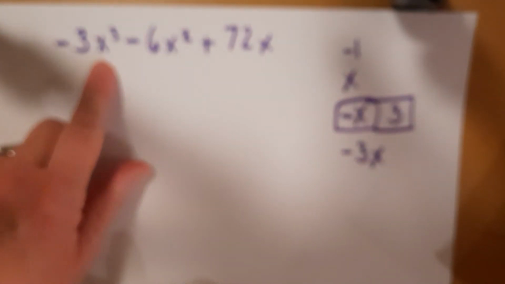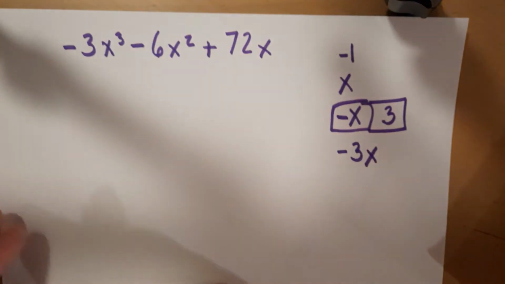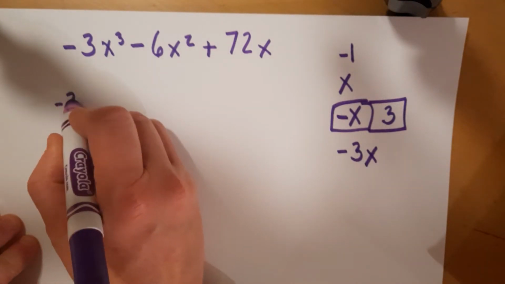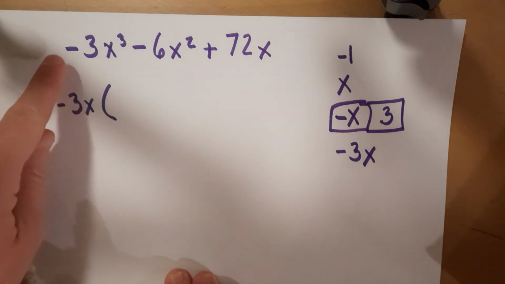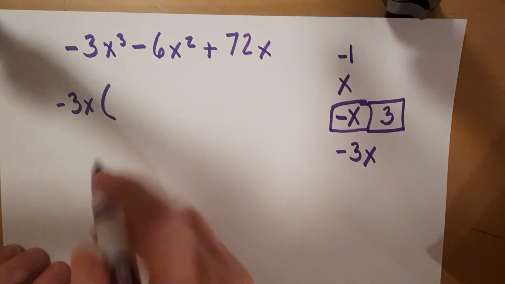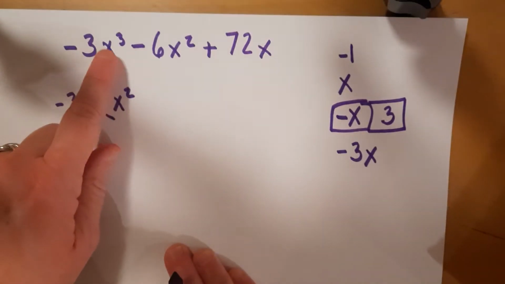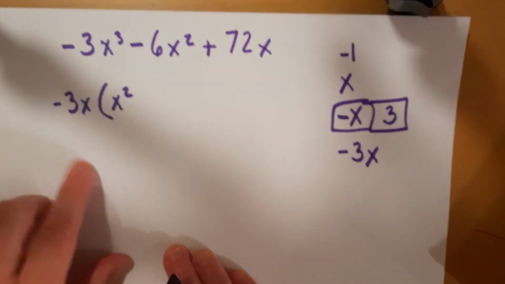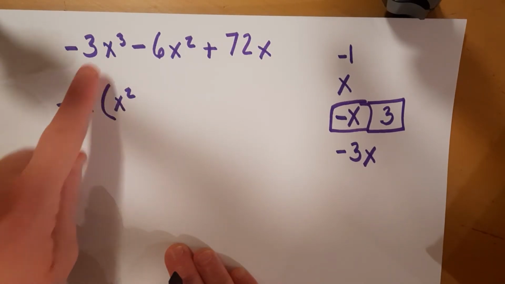That will leave us with just an x squared first, which is what we need. So we're going to write -3x right here. It's doing the opposite of the distributive property. If we factor out -3x from -3x cubed, that leaves us with just x squared, which is what we want. I'm sorry, I meant to say -3x cubed, because -3x times x squared equals -3x cubed.